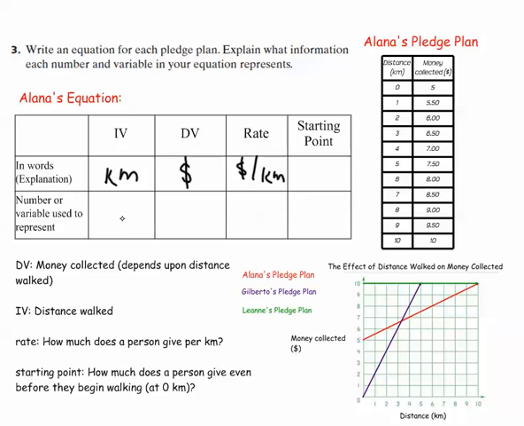Now sometimes we have a variable, sometimes we have a number. For our IV, our independent variable, since that can change, we go from 0 kilometers up to 10 and we can go beyond that. Let's use a variable, something that can change as well. And let's use a D since we're talking about distance here. You can use X if you like. A lot of mathematicians use X and Y. It's up to you. Our dependent variable is the money collected, so I'm going to use an M in this case.